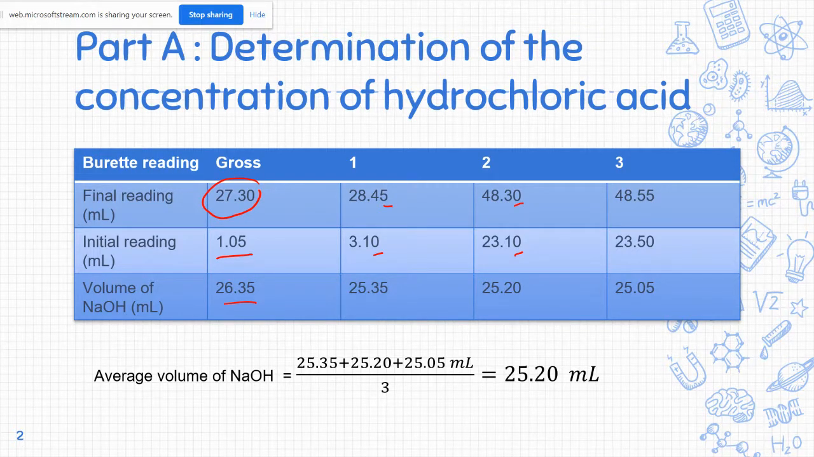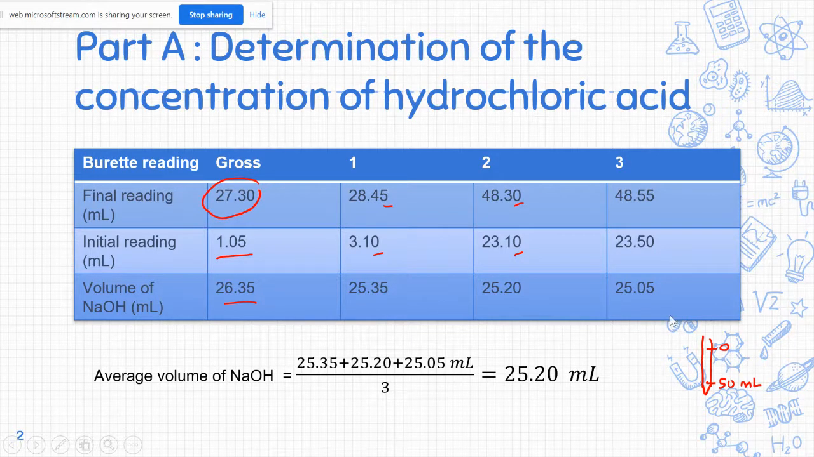If you have the right number of decimal places and the right numbers, then you will be rewarded marks. If not, marks will be deducted. Okay, then look at my initial reading. It is always lower than the final. Remember, in your burette, we start with 0 on top, and as we go along, the final reading is 50. So don't go the other way around.